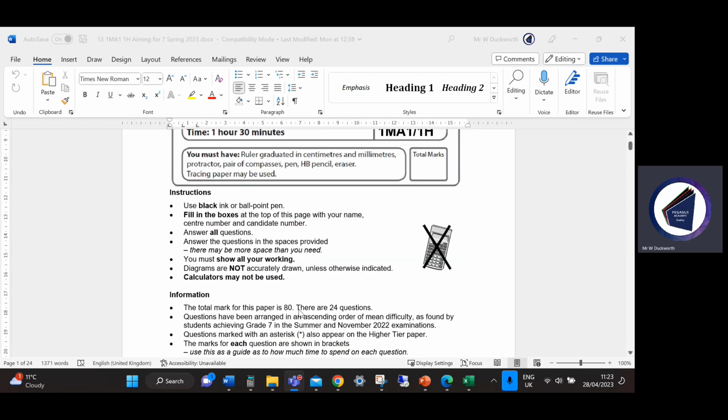This paper's out of 80 marks, 24 questions. So I'll probably do a video of 10 and then probably a video of 14, although I might do a 10 and a 4. We'll see how it goes, depending on time and video size.